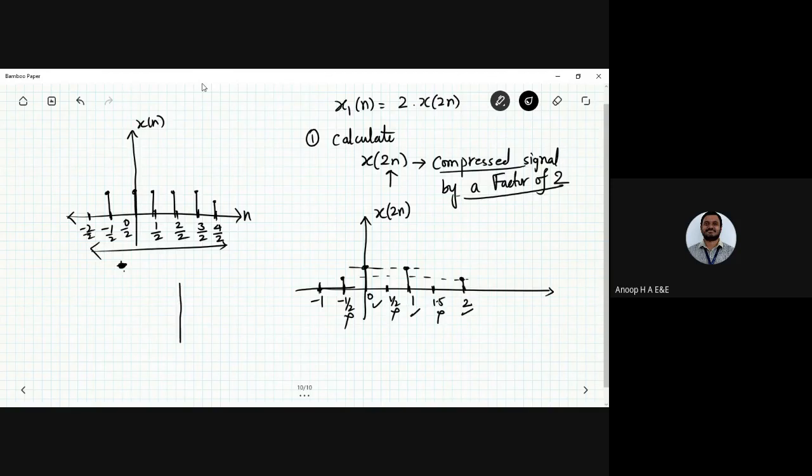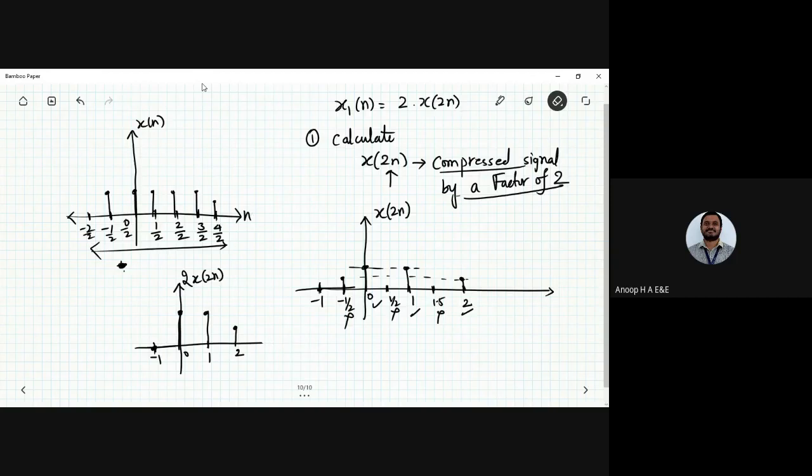Now if you write it here, that is x of 2n. Or you can directly write 2 times x of 2n. So at 0 it is 1, 1 into 2, I repeat, that would be 2 here. Next, at 1, that is 2. So this is 0.5; you can write it as 1 by 2, you can take it down to 1. So this is 0, 1, 2. The rest of the values, at minus 1 also, it is 0.